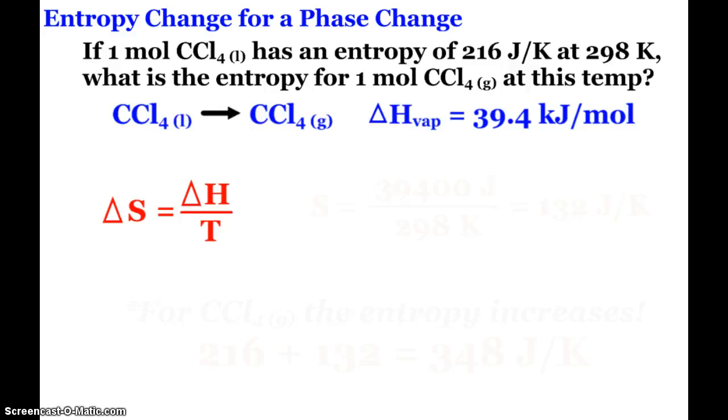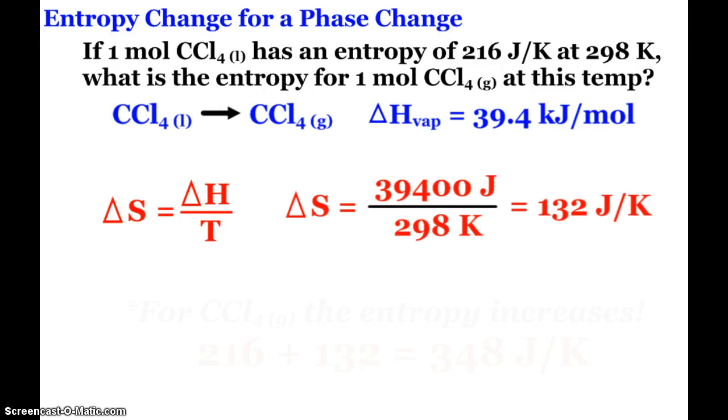Here's another question. If we're going to vaporize some carbon tetrachloride, and the liquid form has an entropy of 216 joules per Kelvin at 298 Kelvin, 25 degrees Celsius, what's the entropy for 1 mole of the vapor at this temperature? So again, I know delta S is equal to delta H over T. So I take my delta H of vaporization, switch it to joules, divide by my 298, and I get 132 joules per Kelvin. But remember, that is my delta S. That's my change in entropy as the liquid becomes the vapor.